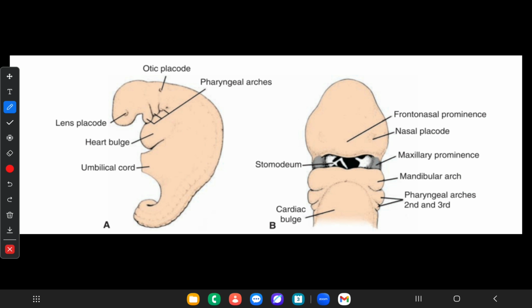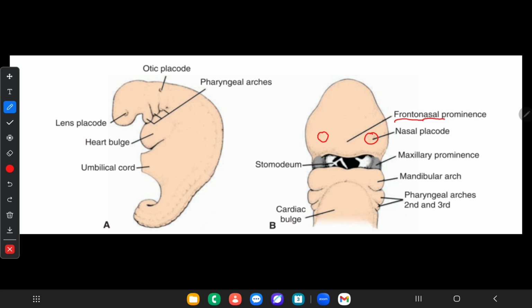Next, this is the frontonasal prominence, and it is formed by proliferation of mesenchyme ventral to the brain vesicles, constituting the upper border of the stomodeum. As I showed you previously, there are local thickenings on the surface of this frontonasal prominence. They are nasal placodes.